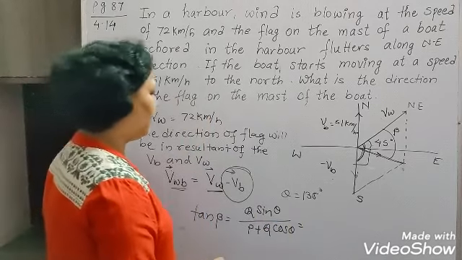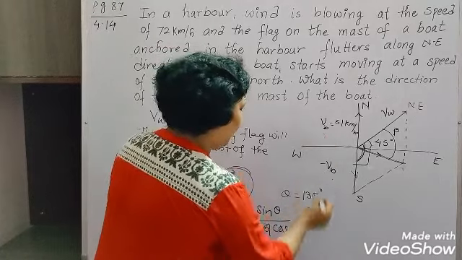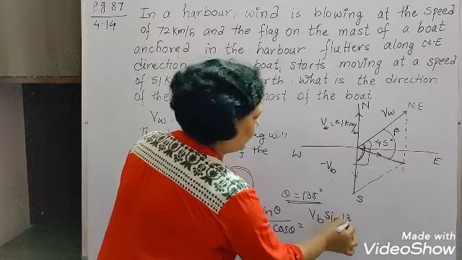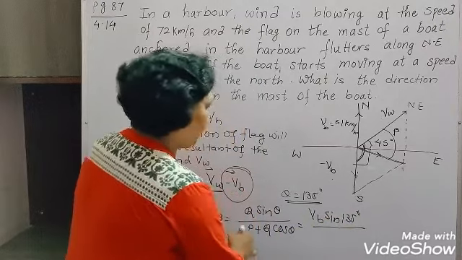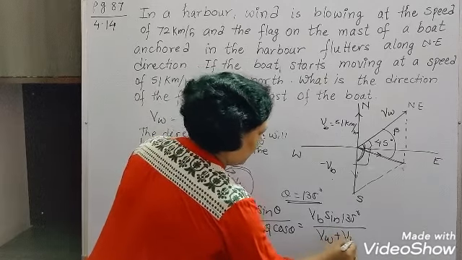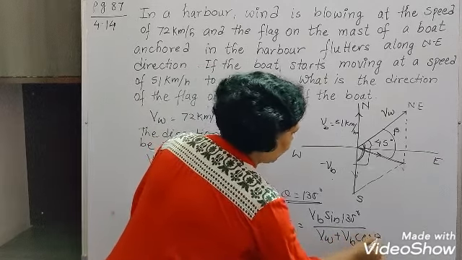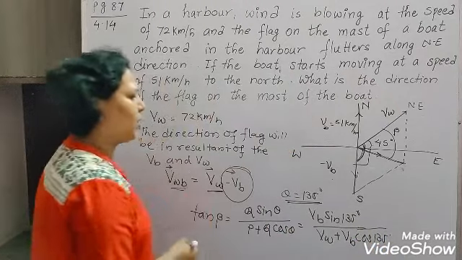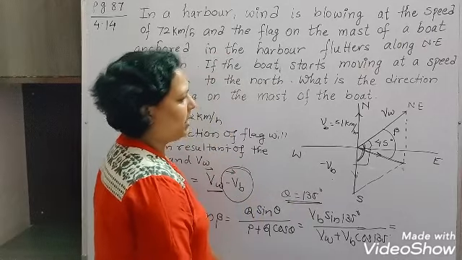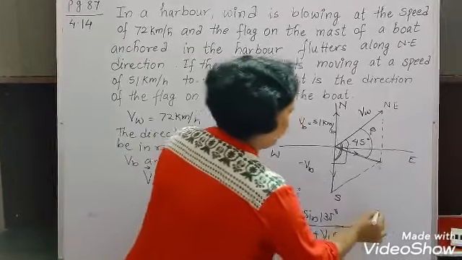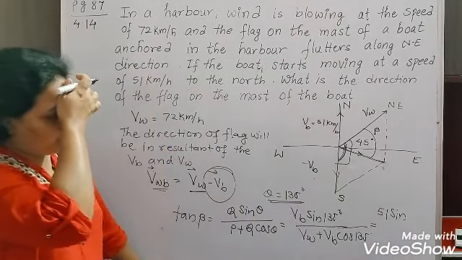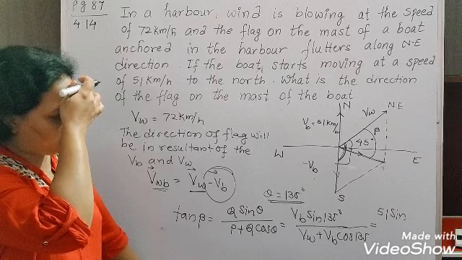So what is q here? This is VB. So VB and sine theta, where theta is 135 degrees. Now P is the other vector which is VW, so it is VW plus VB cos theta, that means cos 135 degrees. Okay, now we'll put the values here. VB is given here, it is equal to 51, and sine 135 is simply sine of 90 plus 45, or you can say cos 45.